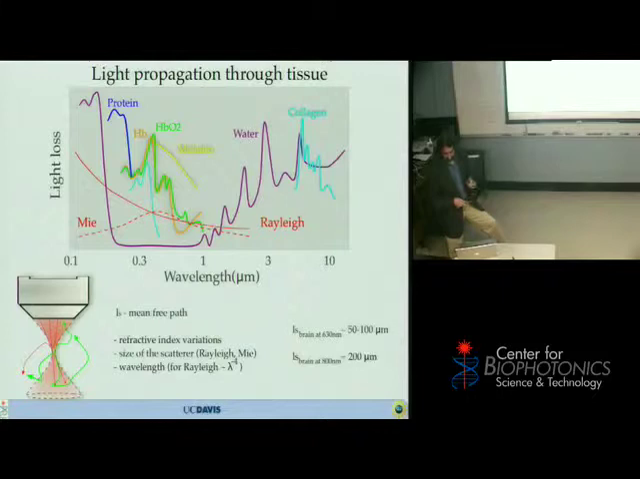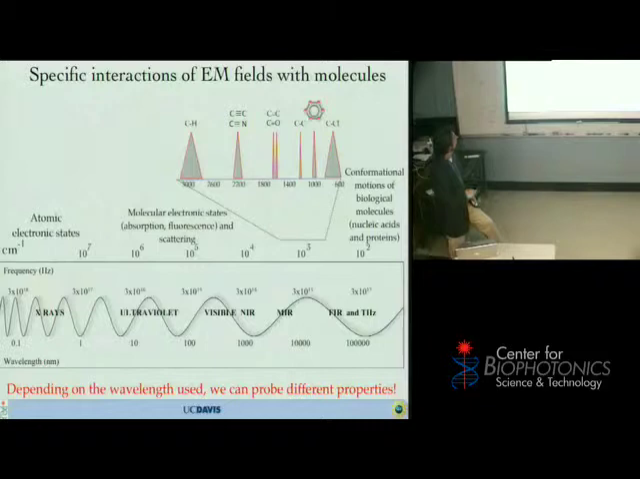Okay, so this is, I think, one more way to look at the interactions. You have the previous diagram with the wavelength and the frequency, and what you can probe in this region. You can probe vibration of large groups. In the infrared, you can probe this type of vibrations. But in the visible, you can probe molecular electronic states, absorption, fluorescence, but also scattering. Raman scattering will allow you to look at vibrational levels that you would otherwise only be able to look at when using infrared light. So visible light allows you to look at many different parameters.